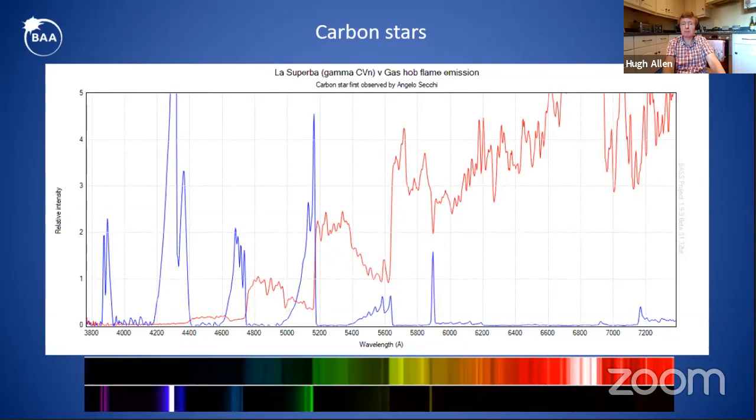Can you see how the emission from the flame beautifully lines up with the absorption in the atmosphere of the star? So you know with certainty that you're looking at the absorption spectrum of diatomic carbon in the atmosphere of the star. You're seeing the swan bands in absorption that you see in the blue graph here in emission in the gas hob flame. And there we are, I've labeled them up.